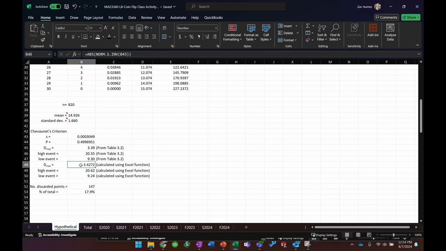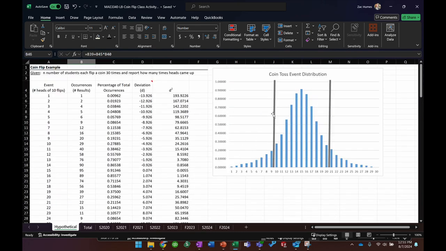Okay, so now that we have these equations put in here, we have our Dmax that we use the Excel function from, and then we looked up the Dmax from the table of 3.39, and we had to do a little bit of linear interpolation in our head and kind of rounded, and we had justification for why we went to 3.39. You can see it is a little different than what we get from the Excel. And the impact of that on the high event, we are now throwing out 20.55, and on the low, we're throwing out 9.30.